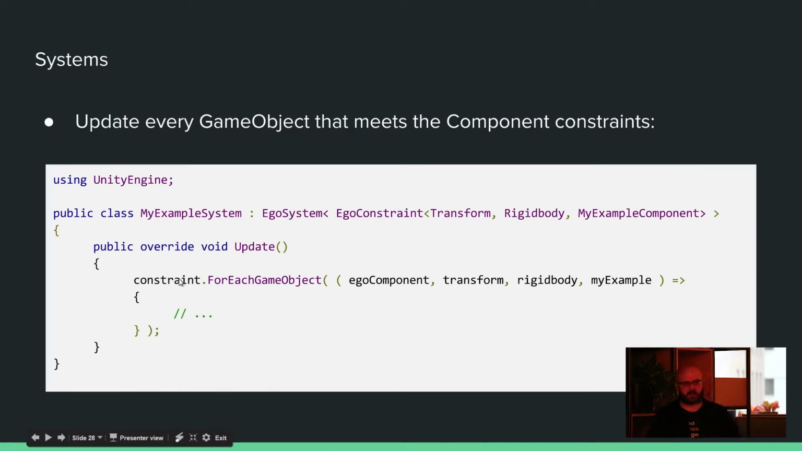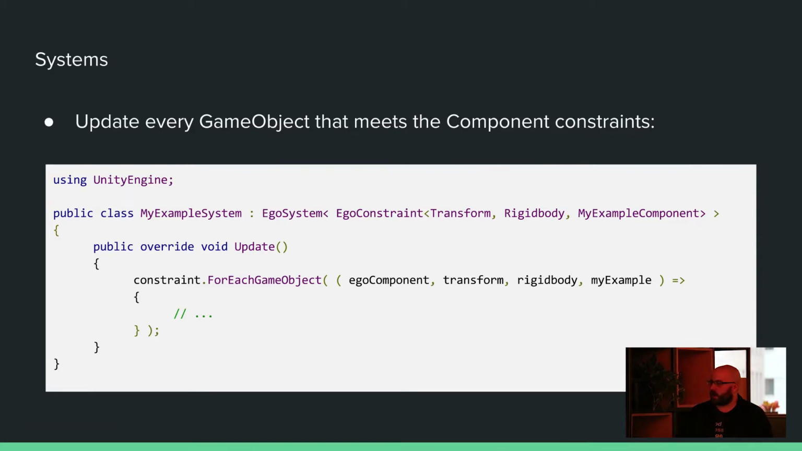I just embed it directly into the system because I really wanted the simple API. So here, in this ecosystem, each one has a constraint where on that constraint, you can then call for each game object, and then you pass in a lambda where you get the transform, the rigid body, and my example for each game object. And then here's where you would write all the code that would update those three or work with them.